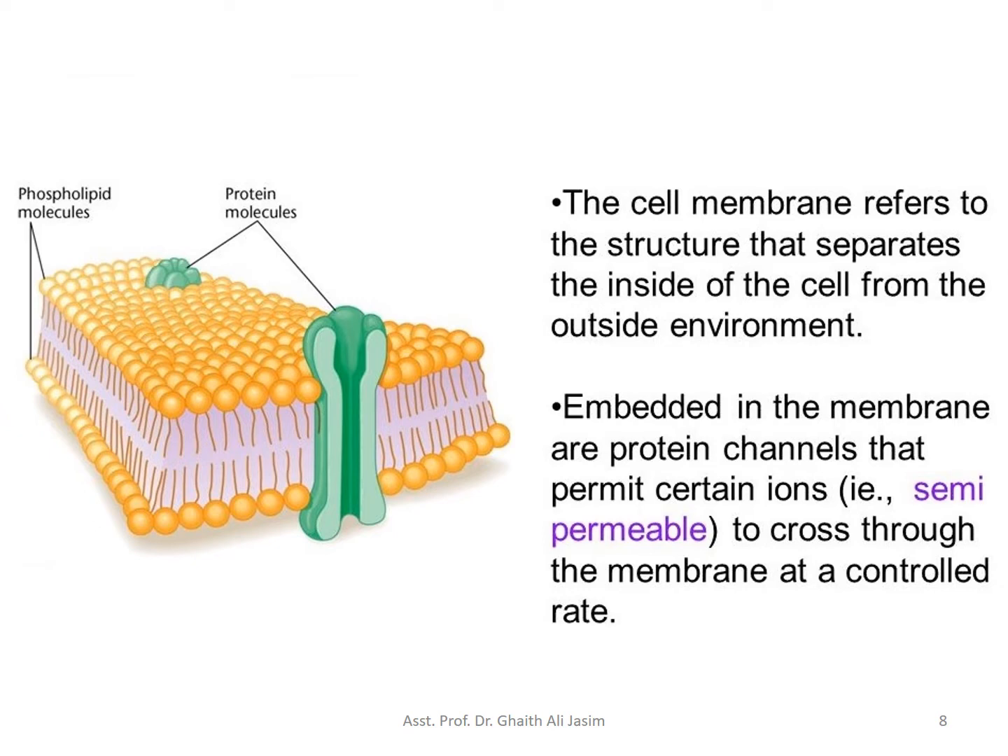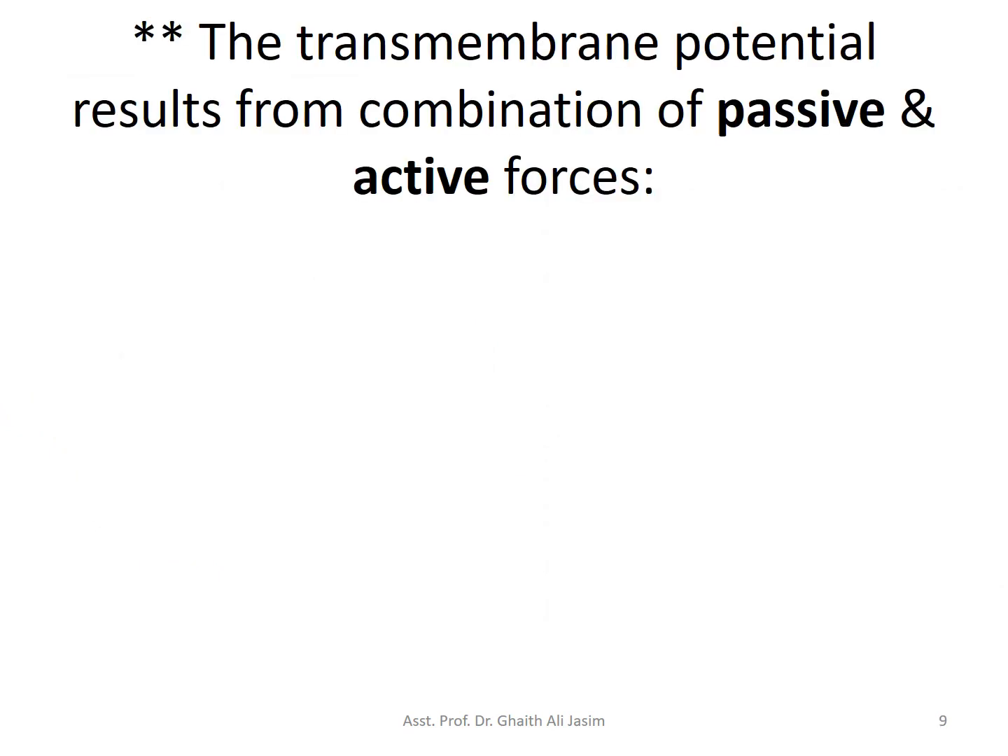The cell membrane refers to the structure that separates the inside of the cell from the outside environment. Embedded in the membrane are protein channels that permit certain ions, for example, to cross through the membrane at a controlled rate, so it is semipermeable.